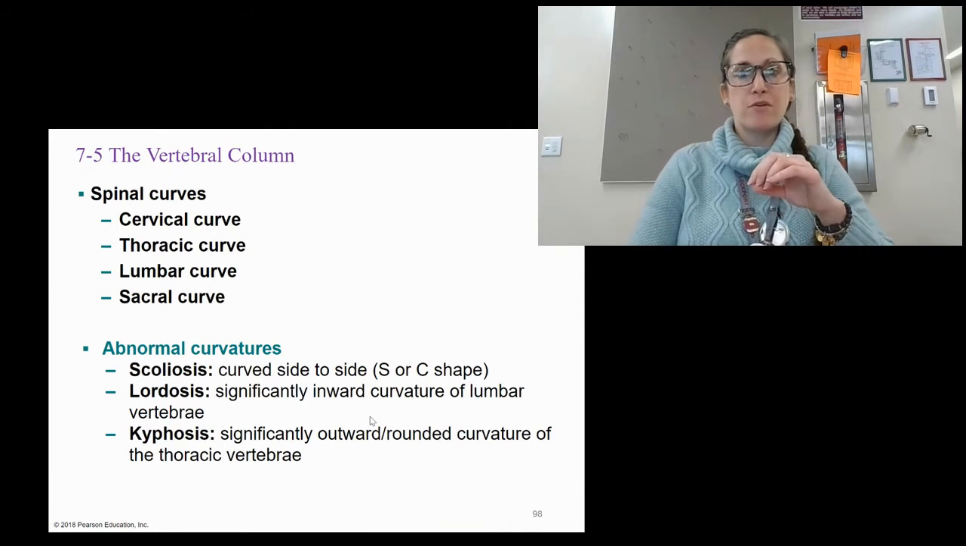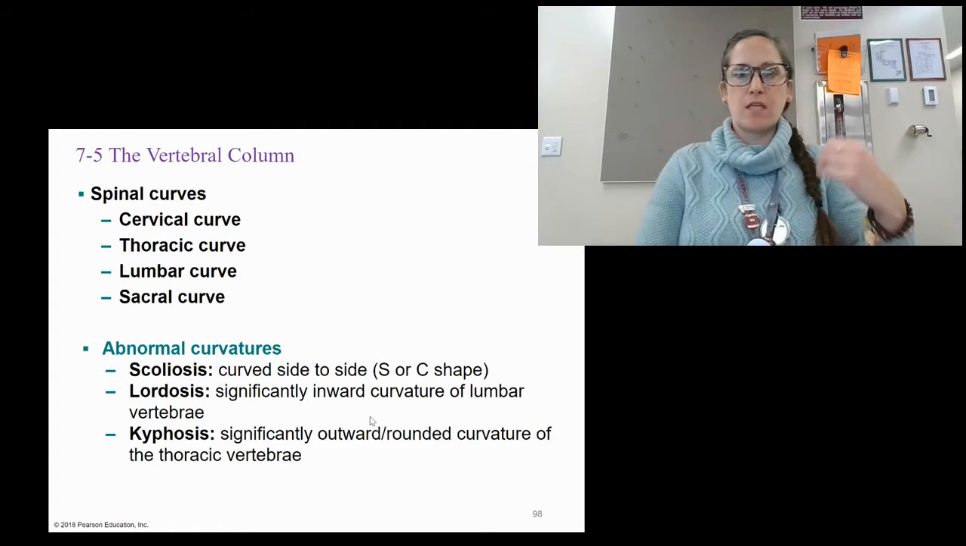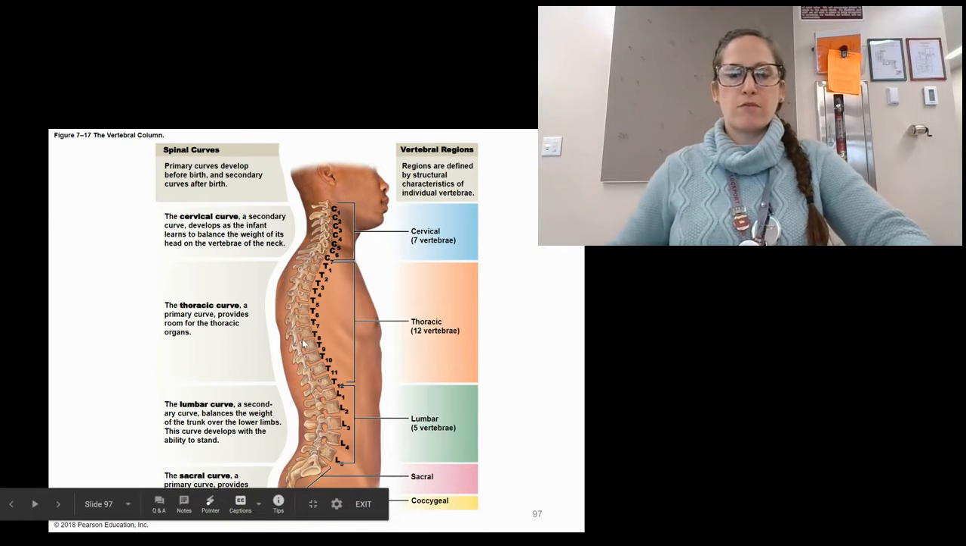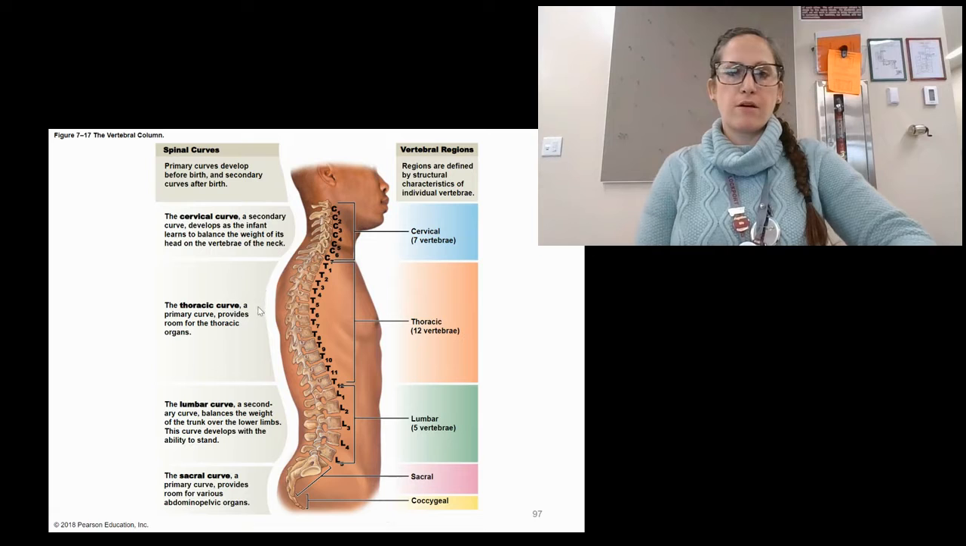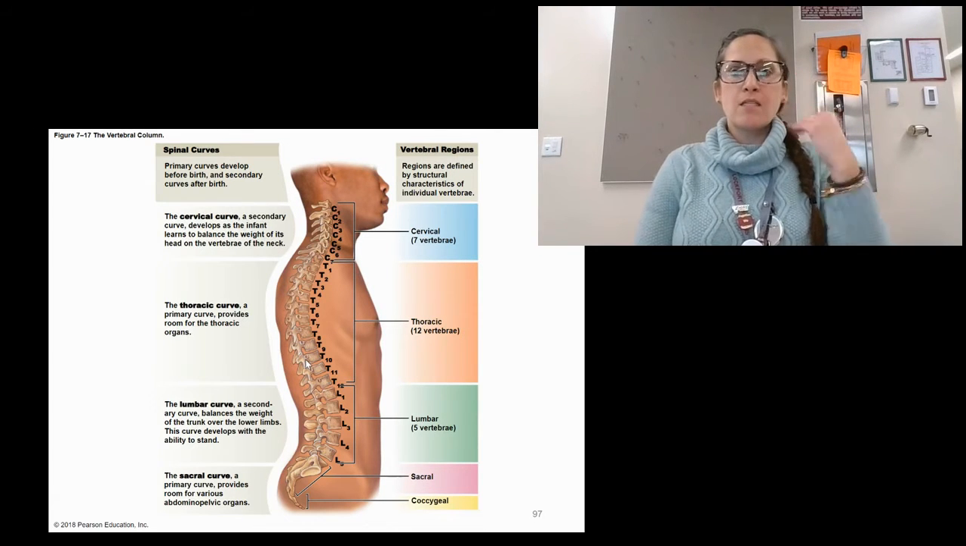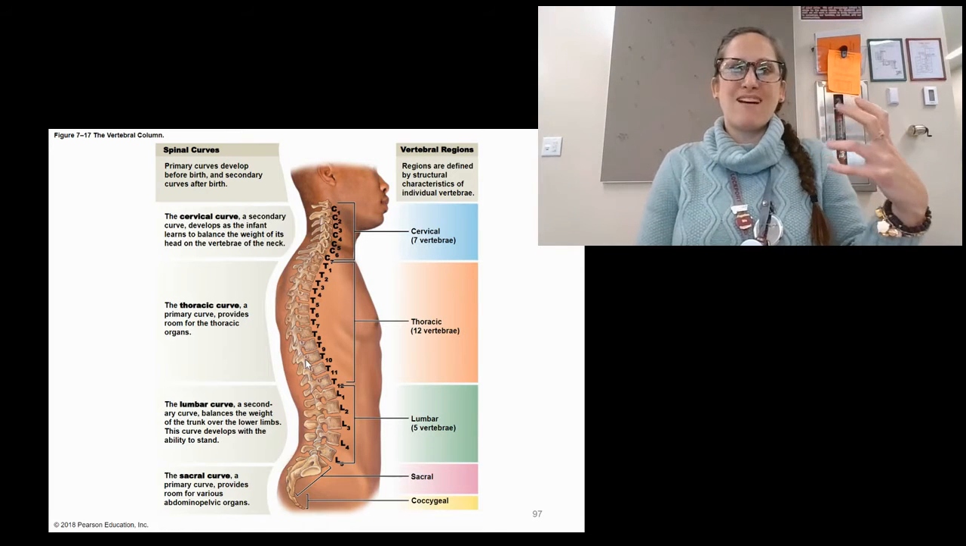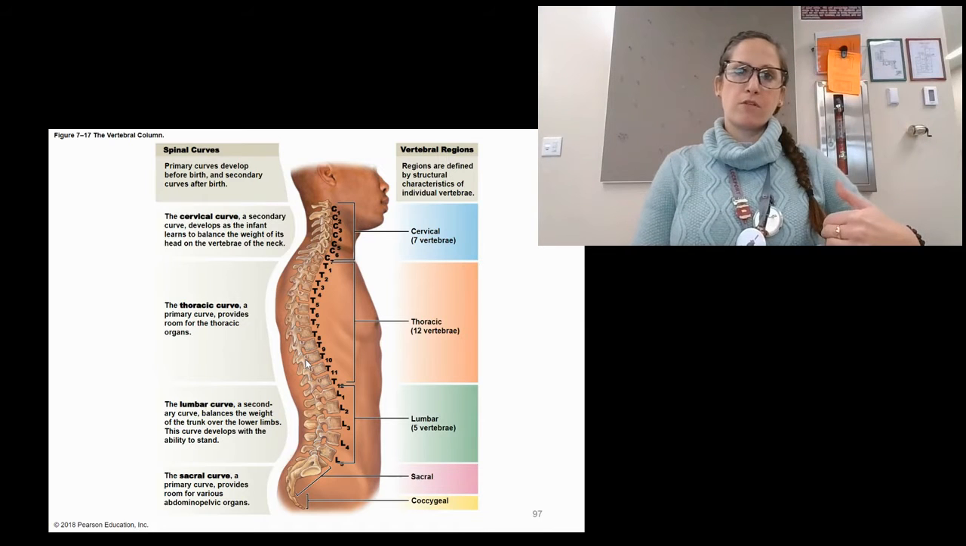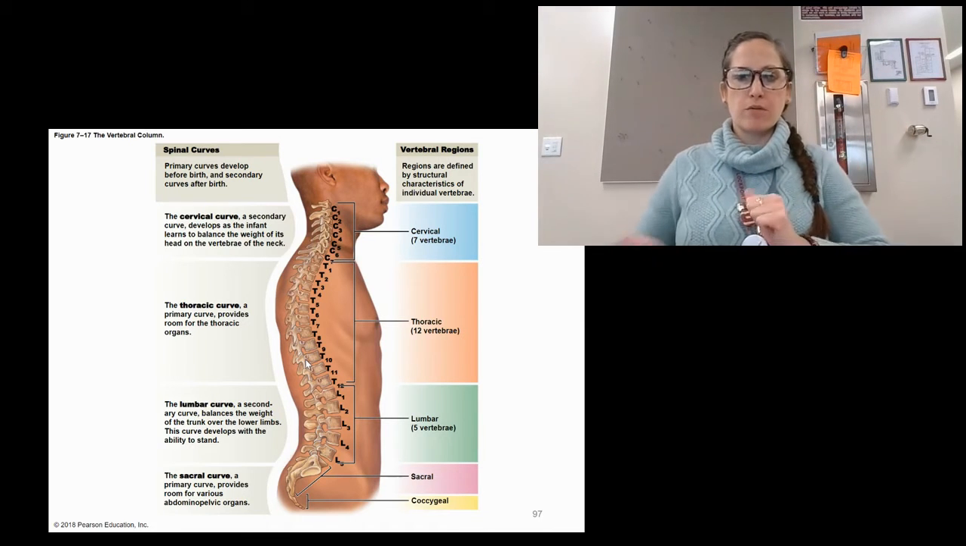And lastly, you have kyphosis or hunchback. And kyphosis means that the thoracic curvature significantly curves outward. And so here we see our thoracic vertebra is already doing that. In someone with kyphosis, their thoracic vertebra would curve even further outward. And so we tend to see that in older people, especially as the ligaments and tendons tend to get weaker. And so the ability to hold up that vertebral column starts to decrease.